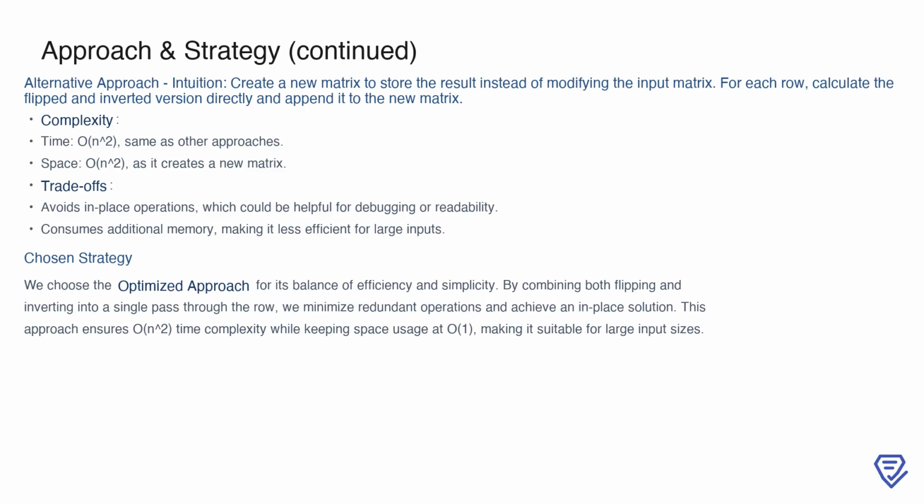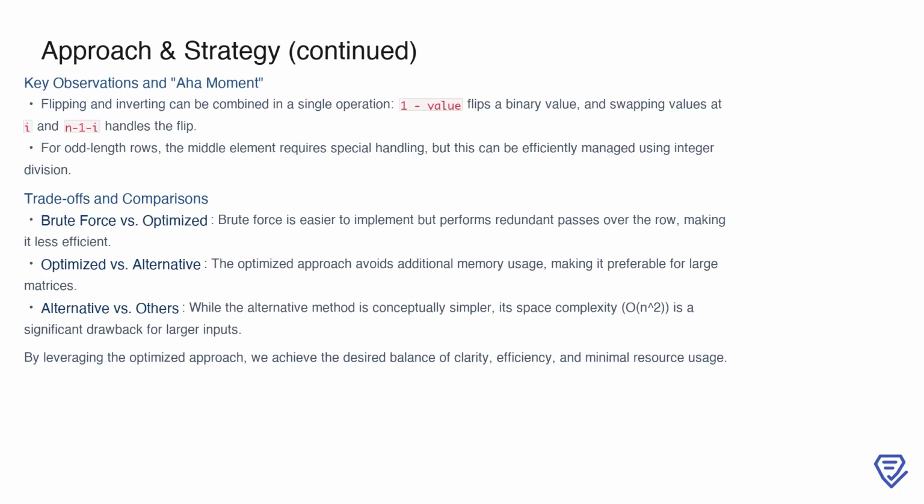preferred choice. The key insight that simplifies this problem is realizing that flipping and inverting can be combined into a single operation. Specifically, flipping the binary value can be achieved using the formula 1 minus the value, and swapping elements at indices i and n-1-i simultaneously handles the flipping step. For odd-length rows, the special case of the middle element is efficiently managed by directly applying the inversion.